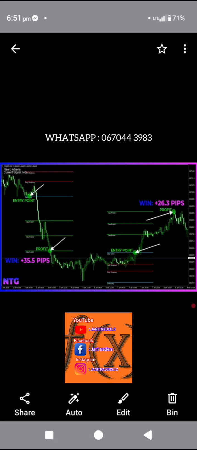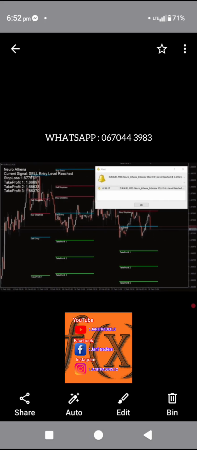I want to show you the results produced by this indicator on real accounts, and today's results only. I don't want to go far. I don't want to show you screenshots. I want to show you live accounts so that you guys can see. I have 3 accounts that I was trading with this strategy, and I've made good profit using this indicator.